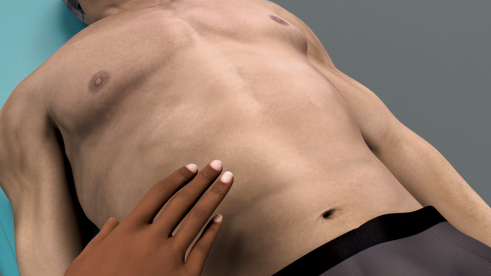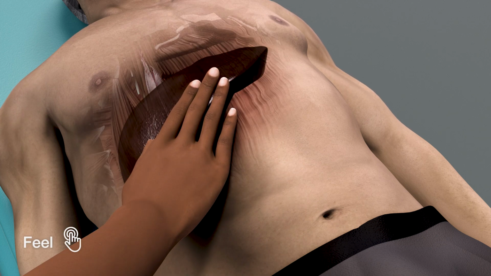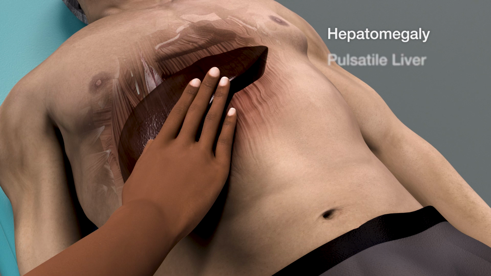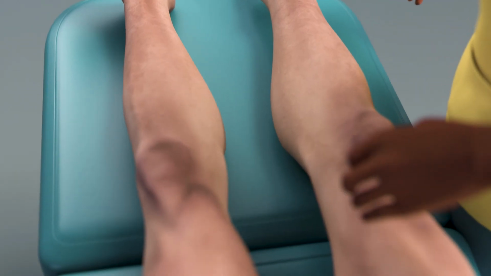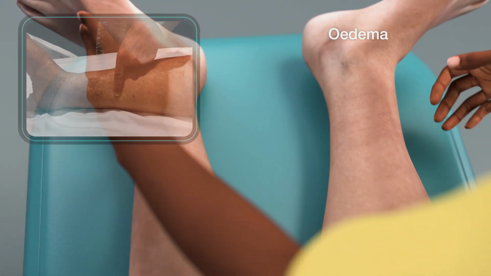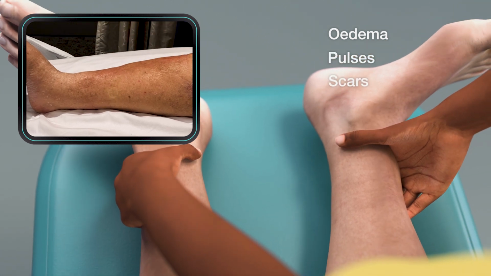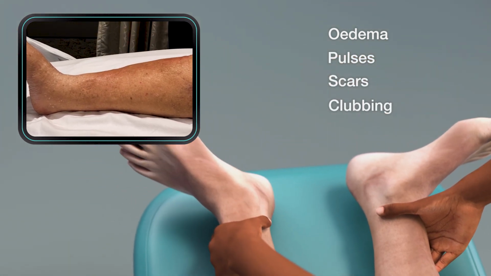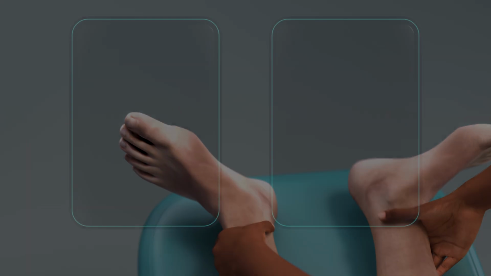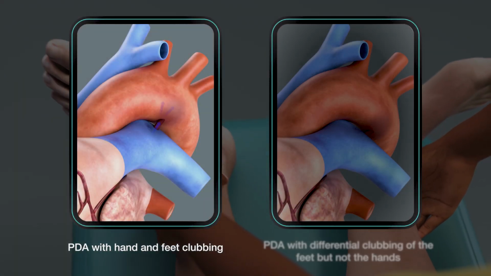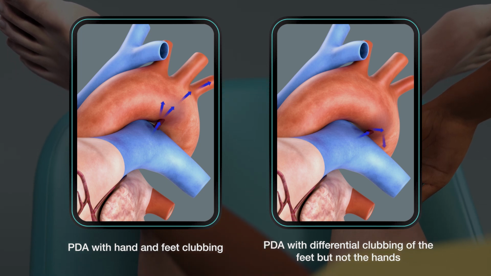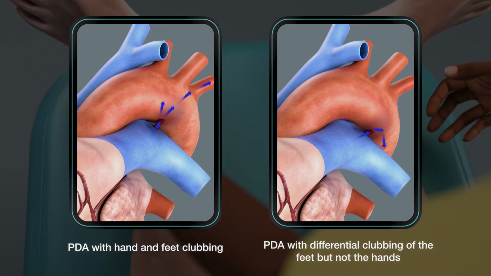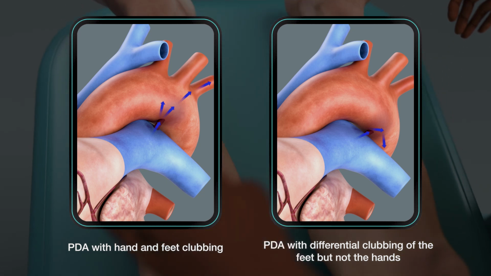Ask the patient to lay on the bed. Palpate for hepatomegaly, pulsatile liver or ascites, features of right heart failure. Assess the lower limbs for edema, pulses, scars and clubbing. Differential limb clubbing and hypoxemia, present in toes yet absent in fingers, is seen in PDAs when the shunt is distal to the left subclavian artery.